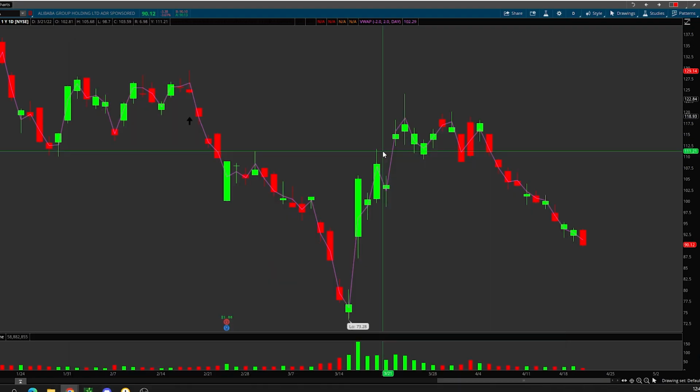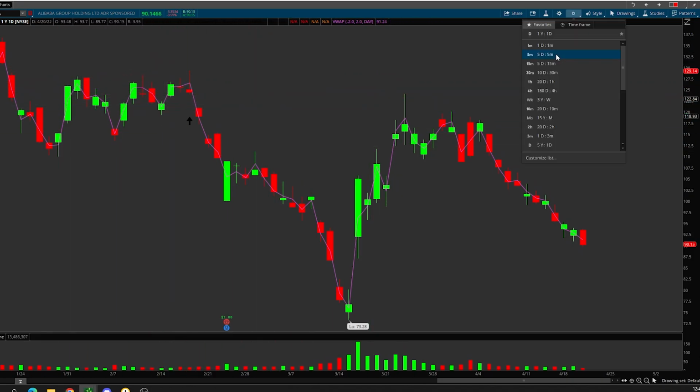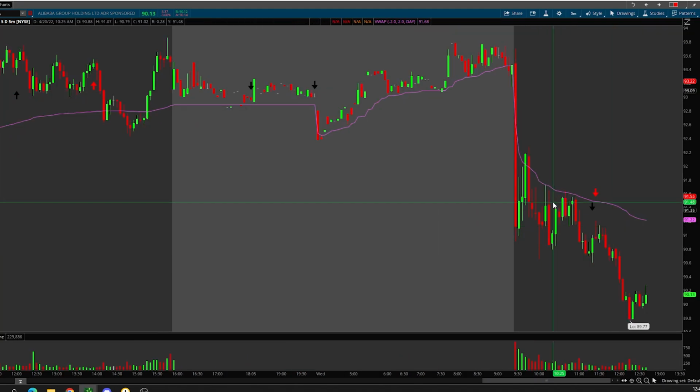So again, the VWAP indicator is meant to be used for day trades. If you're using this on a higher time frame like the daily, you can see that this line is all over the place and it doesn't look good on your chart. So the two time frames that I personally use the VWAP indicator on are the 5-minute time frame and the 10-minute time frame.